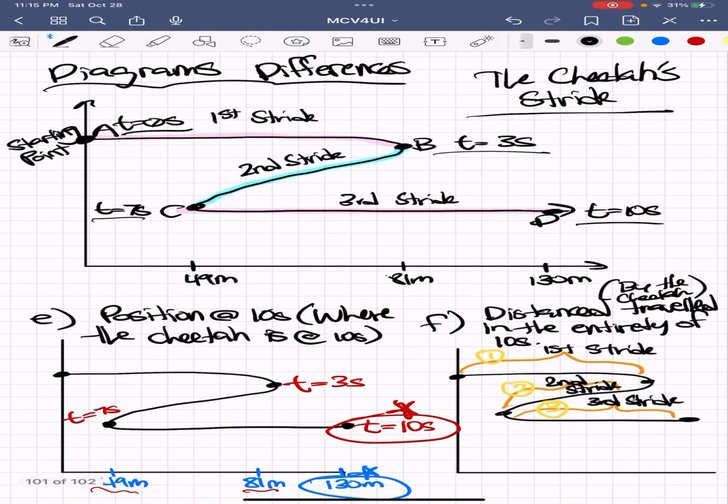And I wanted to see if we can improve our graphs here. So this is graph A, graph 1, and graph 2.